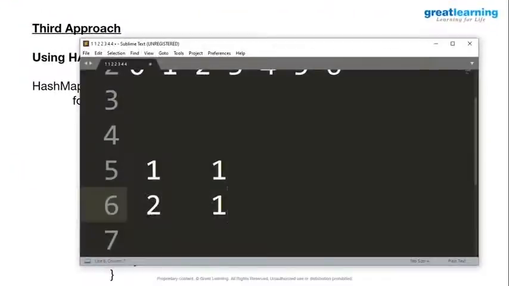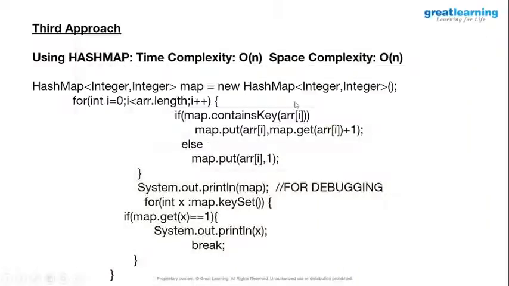Now 1 came again in the array, the third index was 1 again. So I checked if it is already present in the map. Yes, it is. So I fetched its value, which is 1, and incremented it to 2. Similarly for all the elements. Map.put array of element I, I'm getting the previous value and incrementing it by 1.